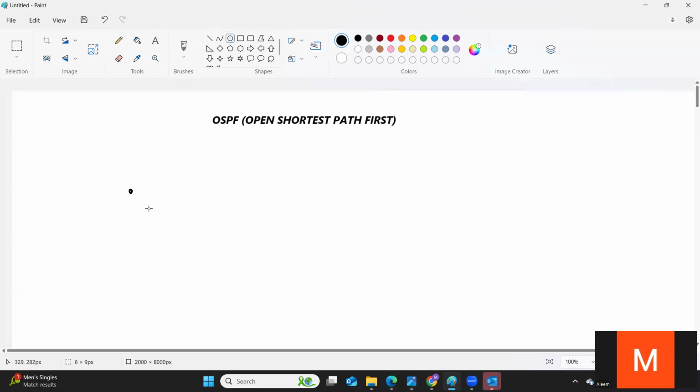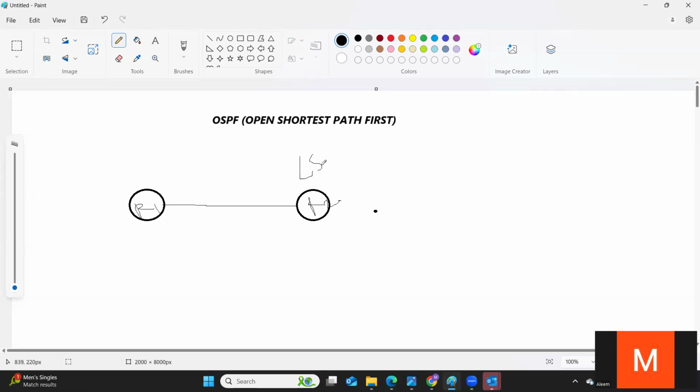Here, OSPF has the area concept. So we have two routers. They are directly connected, and first they will form the neighborship. Once they form the neighborship, the routers will share entire routing information. That is, we call it LSA, link state advertisement. This is the advertisement of entire links.